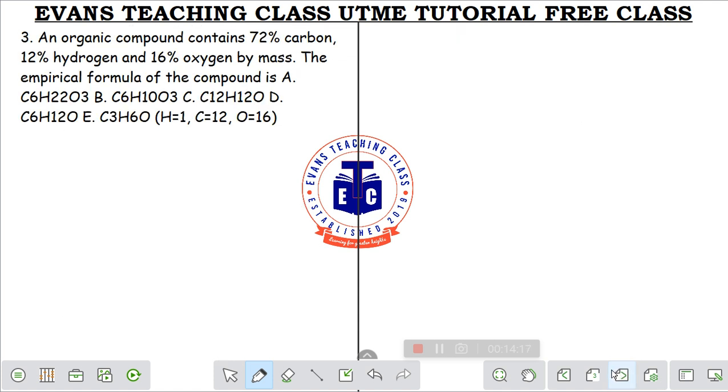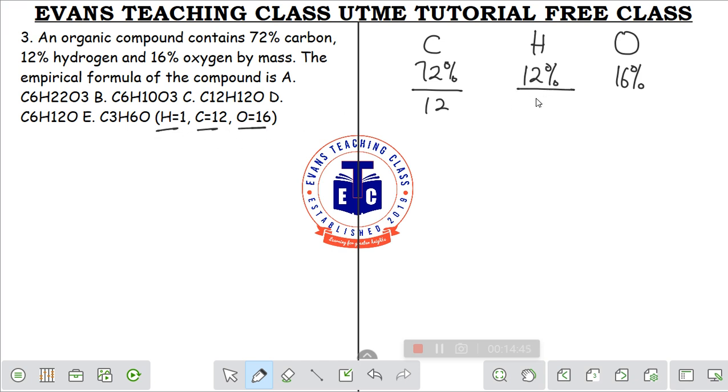So the third question here we're going to do is the empirical formula. I already told you how to do it. So they said the carbon is what? 72%. The hydrogen is what? 12%, and the oxygen is what? 16%. So that's your percentage composition. The next thing you are going to write is your molar mass. So that will be 12. Hydrogen is 1, oxygen is what? 16, right? So just divide everything.